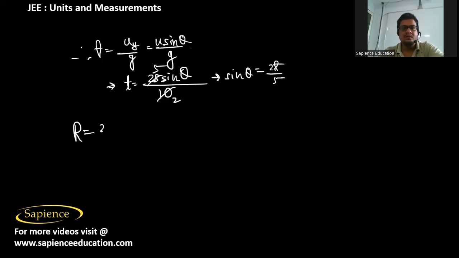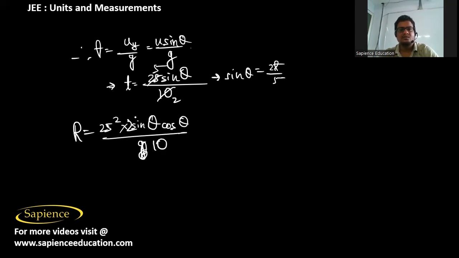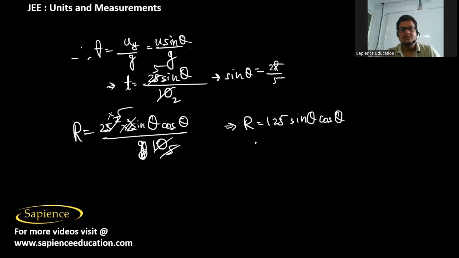And r equals u square sine 2 theta, that is 2 sine theta cos theta, divided by g. g is equal to 10. So 2 5s are 10, then 5 5s are 25. So r equals 125 sine theta into cos theta. Therefore, r equals 125 into 2t by 5 cos theta. 5 2s are 10, 5 into 25.